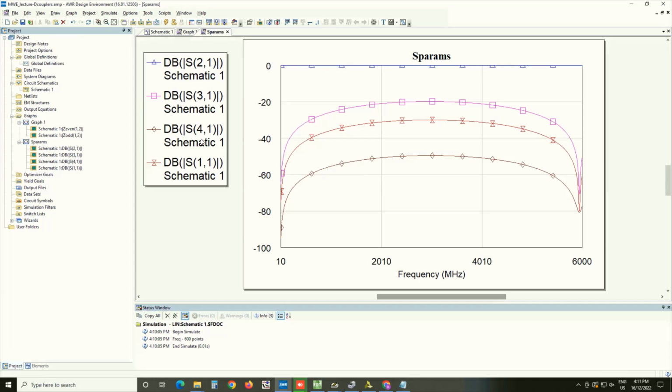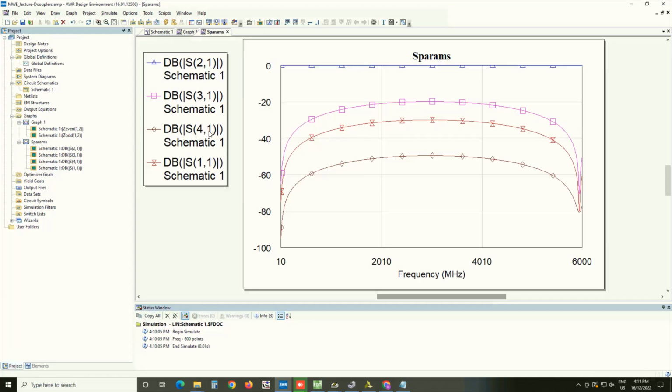S41 is the brown one. That's the isolation, which means the port where no power should go. And it's only about, so it says minus 30 dB. So it's about 10 dB less than the coupled power. So this is not so great, right? You would expect the isolated port to ideally have a much smaller value. And the last one here is, oh, sorry, wait a second. Did I look at the wrong one? No, I looked at the wrong one.